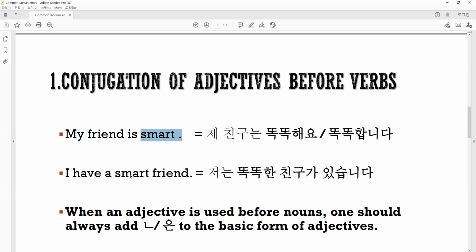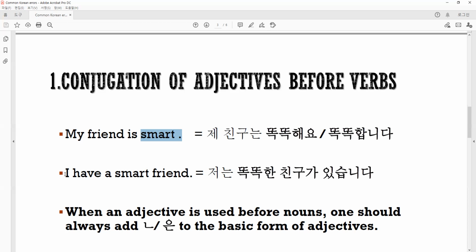But Korean is a little bit different. So if we translate it into Korean, my friend is smart: 제 친구는 똑똑해요. Or you can also use 제 친구는 똑똑합니다. So as you can see here, you use 요 or 합니다 because smart is at the end of the sentence. And now let's look at the second sentence.